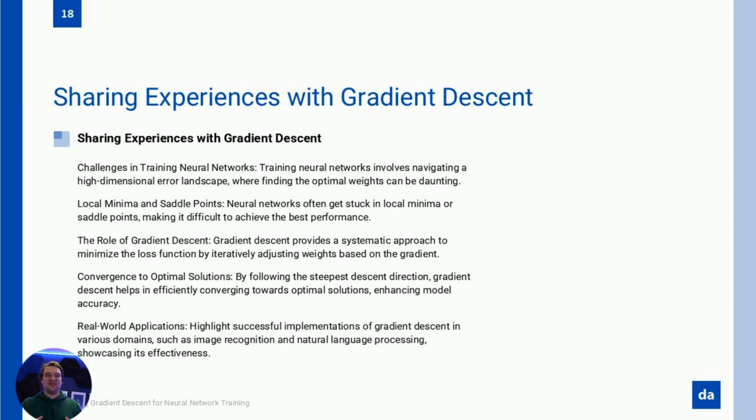Sharing your experiences isn't just about showcasing your successes. It's about learning from challenges and helping others navigate their own paths. So, what does a real-world gradient descent journey look like? Training a neural network often feels like exploring uncharted territory. The error landscape is complex, filled with local minima and saddle points that can easily trap an optimizer.